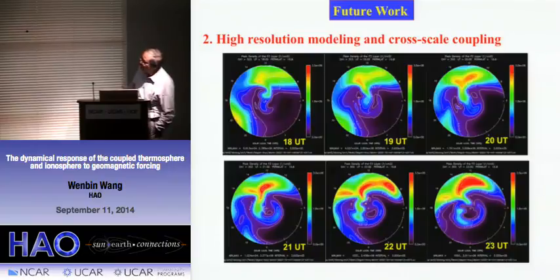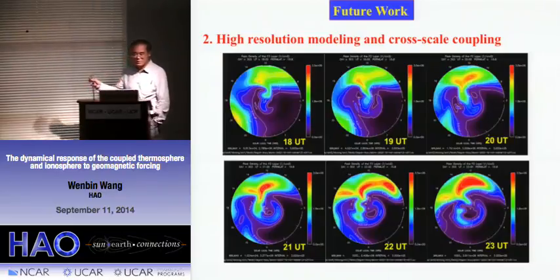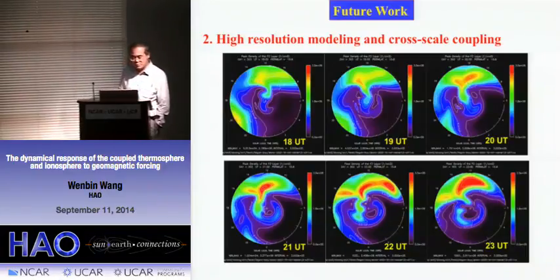Another very interesting thing is this sub-auroral region, where the mid-latitude trough can be resolved with this high res. If we couple to the magnetosphere model, we can probably resolve for the first time the SAPS formation and its dynamic variation. So we're very much looking forward to that.